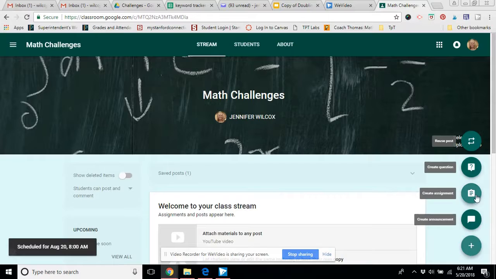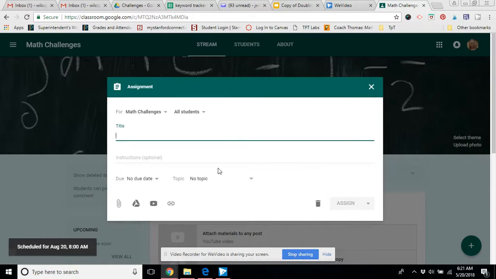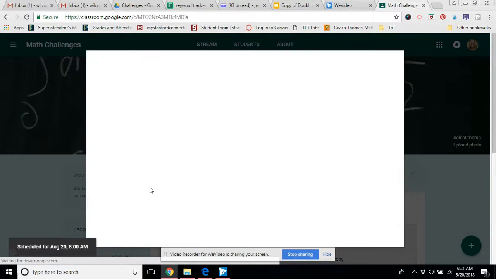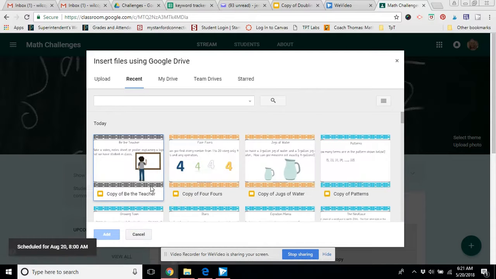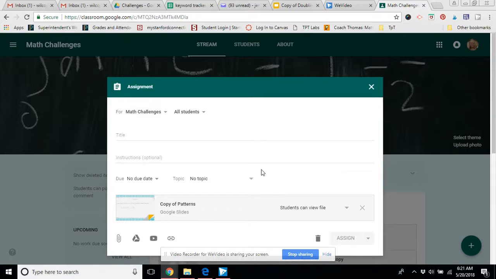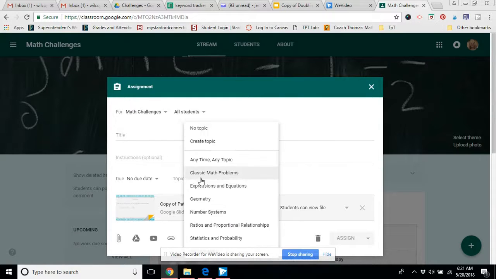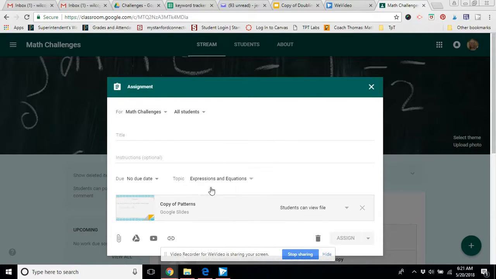And so now I'm ready to create the one for the next week. And so again, all of mine are coming from stuff that I have in my Google Drive. I think this one, a pattern one, would be a good one. So I'm going to use this one. And this is more of an expressions and equations kind of challenge.